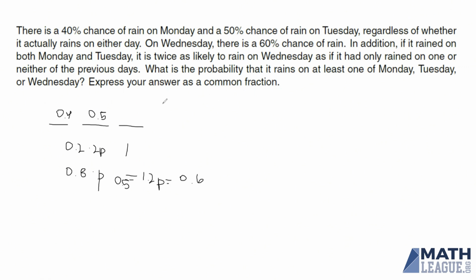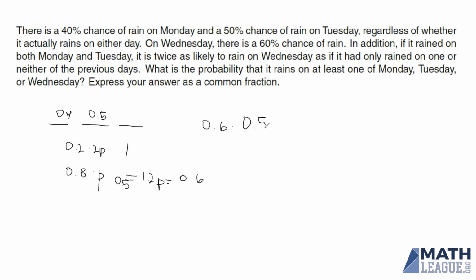So we're trying to find the probability that it rains on at least one of the 3 days. So what we can do is find the probability that it rains on 0 of the days and then do 1 minus that to find the probability that it rains on at least 1 day, since those are complements of each other. So the probability that it rains on 0 days is, there's a 0.6 or 60% chance that it doesn't rain on Monday, times 0.5 that it doesn't rain on Tuesday.